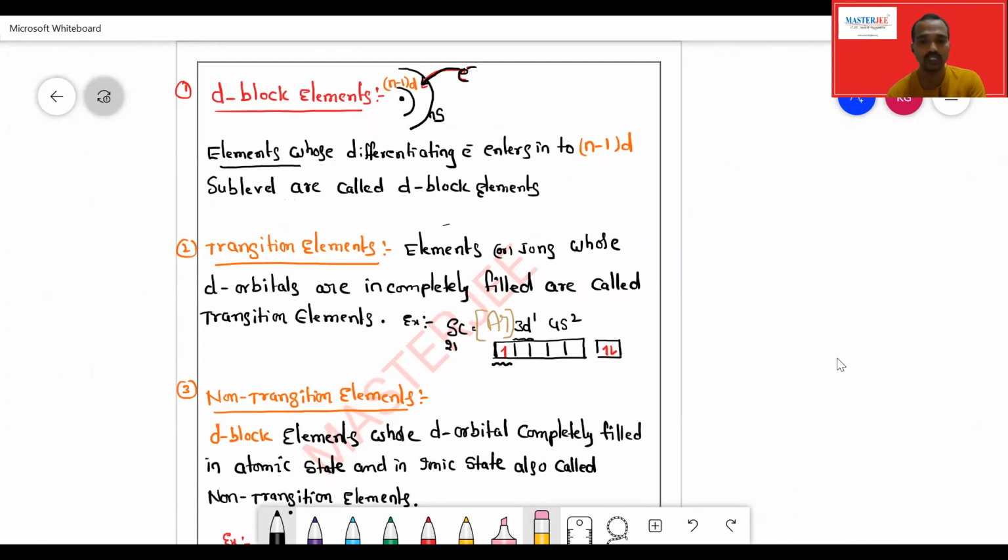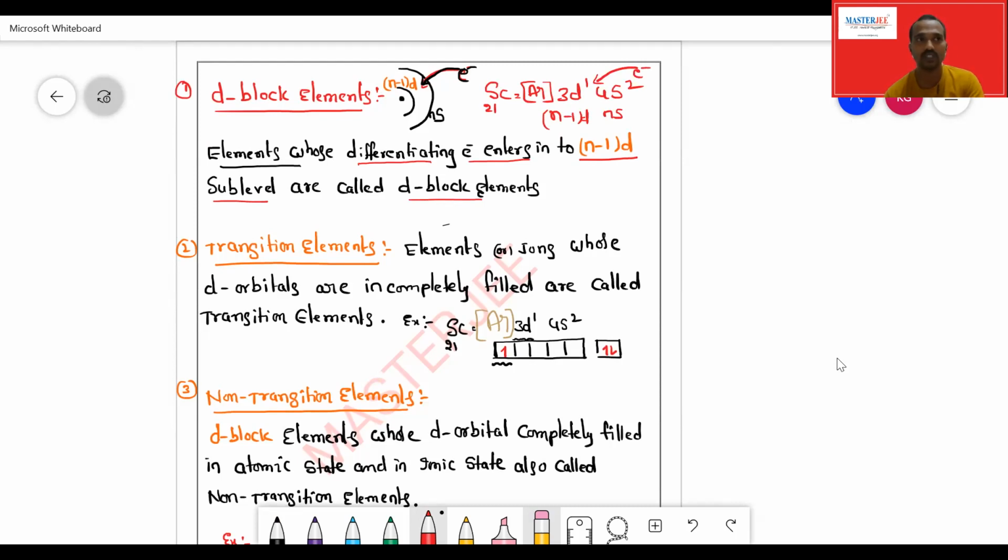Elements whose differentiating electron enters into the n-1 d sublevel are called d block elements. For example, take scandium, a simple example, atomic number 21, its electronic configuration is argon 3d1 4s2. So after entering the ns level, it enters the n-1 d sublevel. Based on where the differentiating electron enters, it is divided.